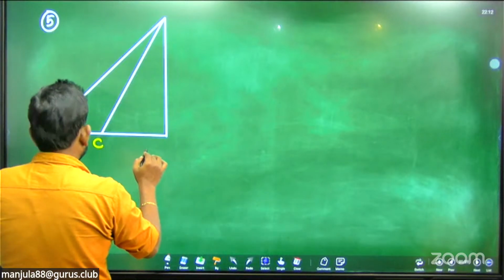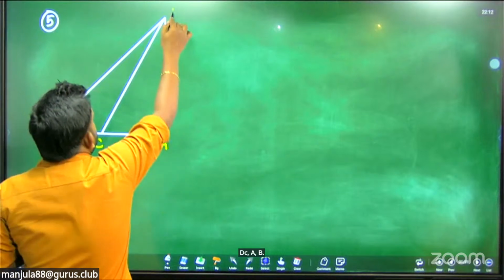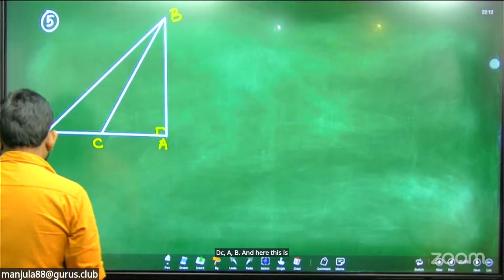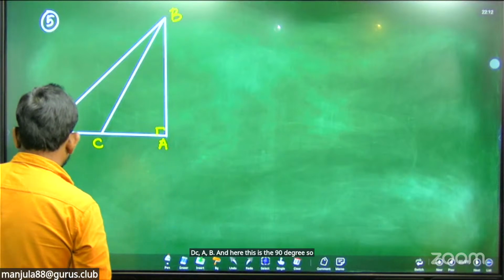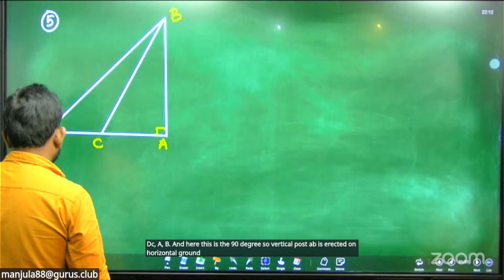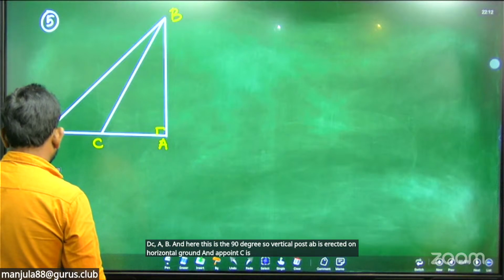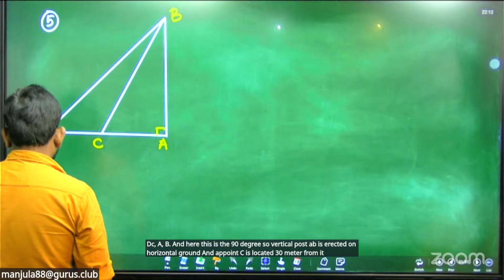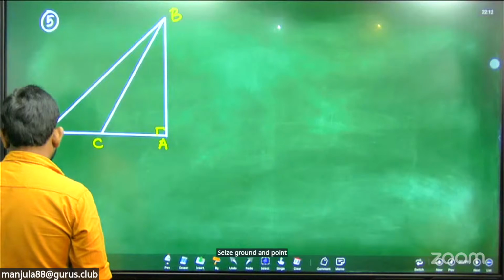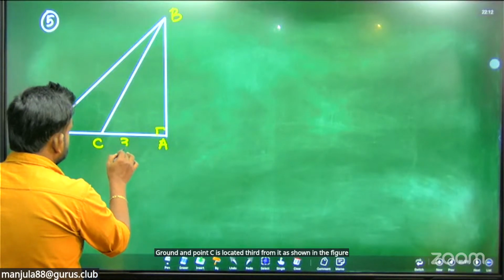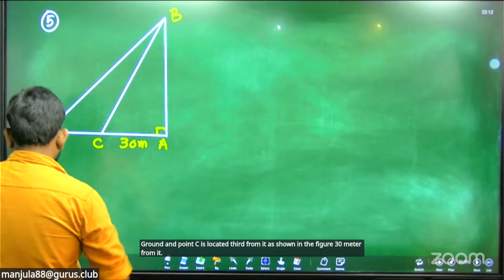DC, AB, and here this is the 90 degrees. So vertical post AB is erected on horizontal ground and a point C is located 30 meter from it as shown in the figure.